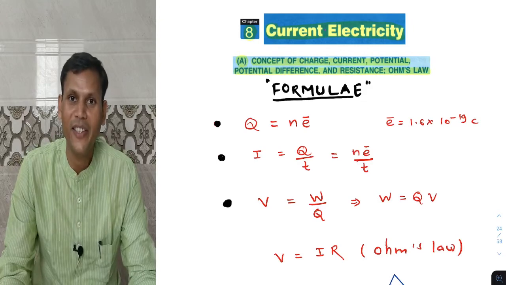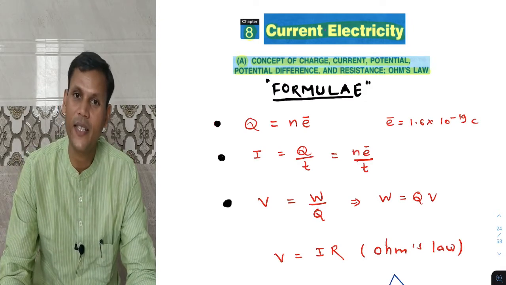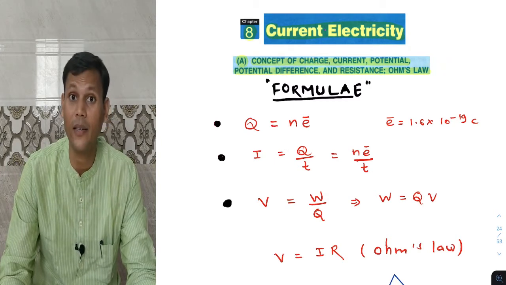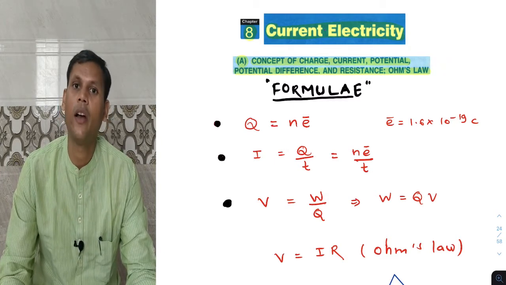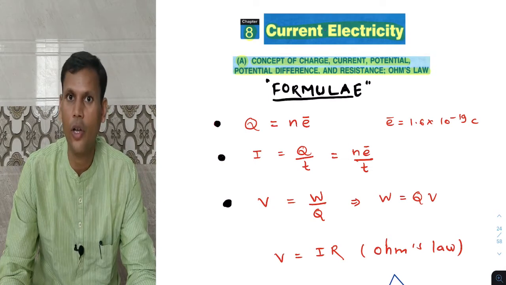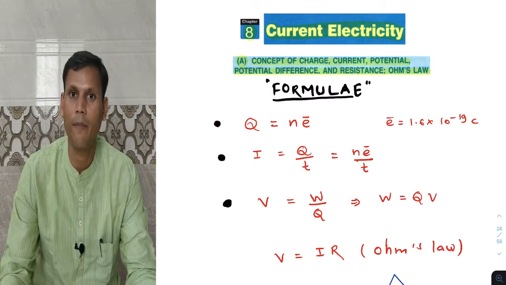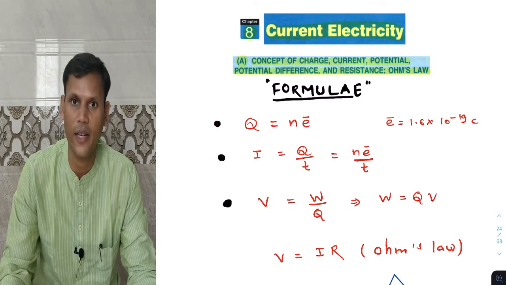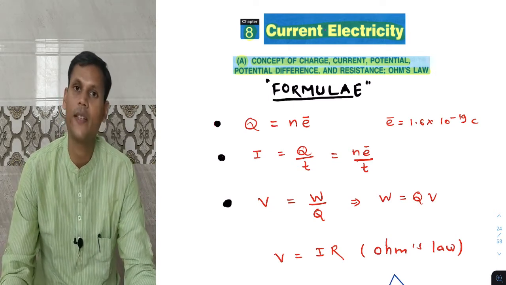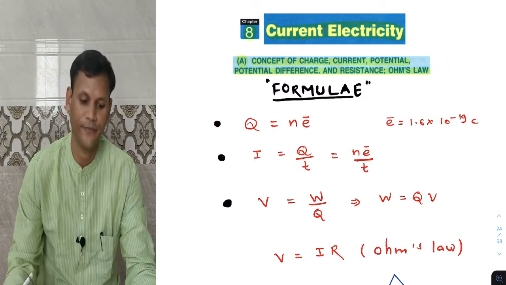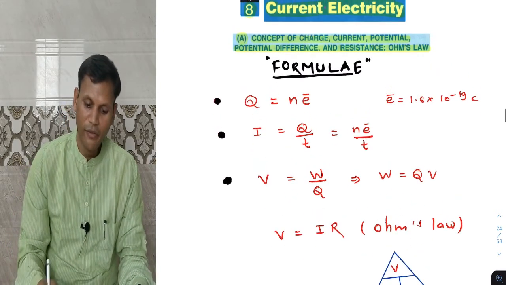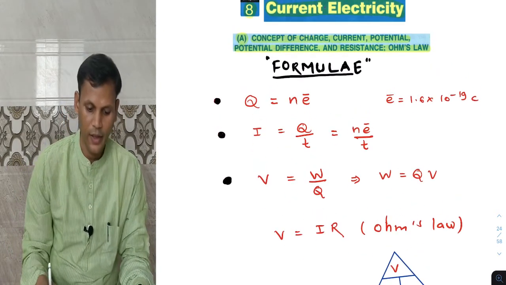Welcome to my channel. Today we will discuss the numericals of current electricity part A, in which we will majorly solve numericals based on Ohm's law. So let us start with the formulas. What are the formulas in this topic?